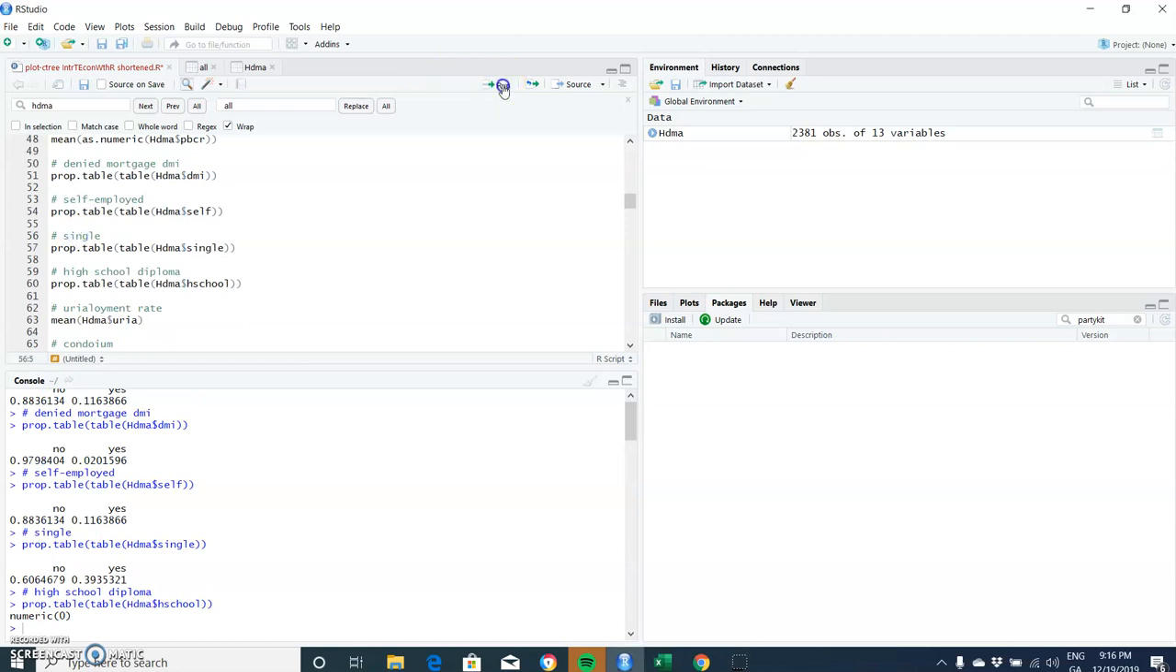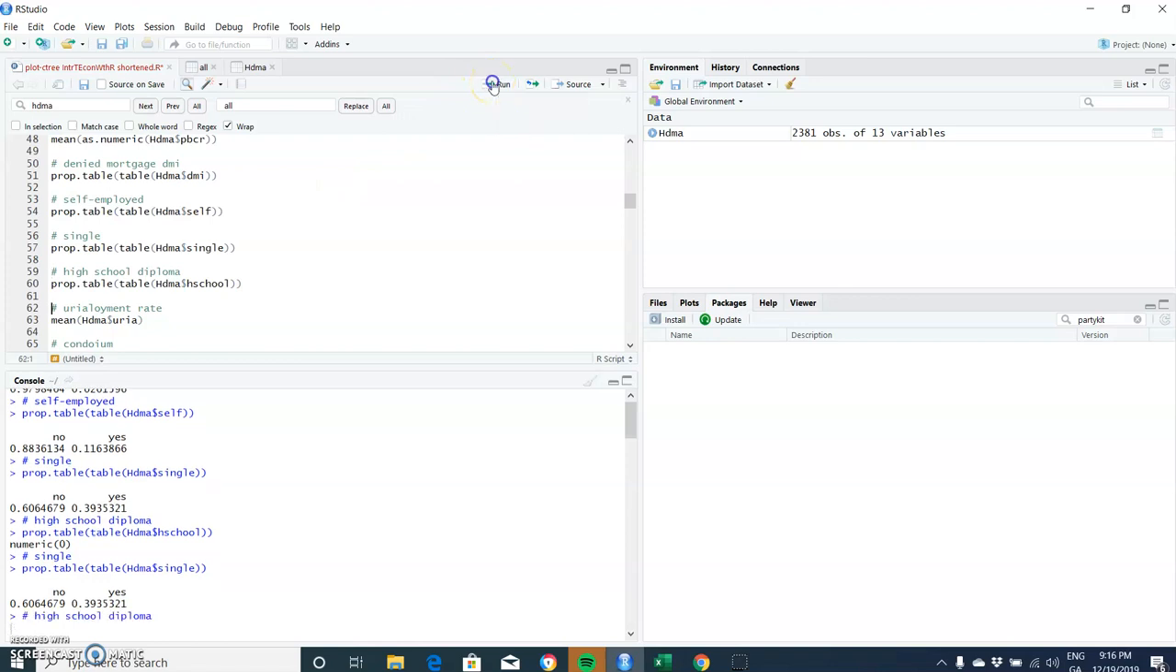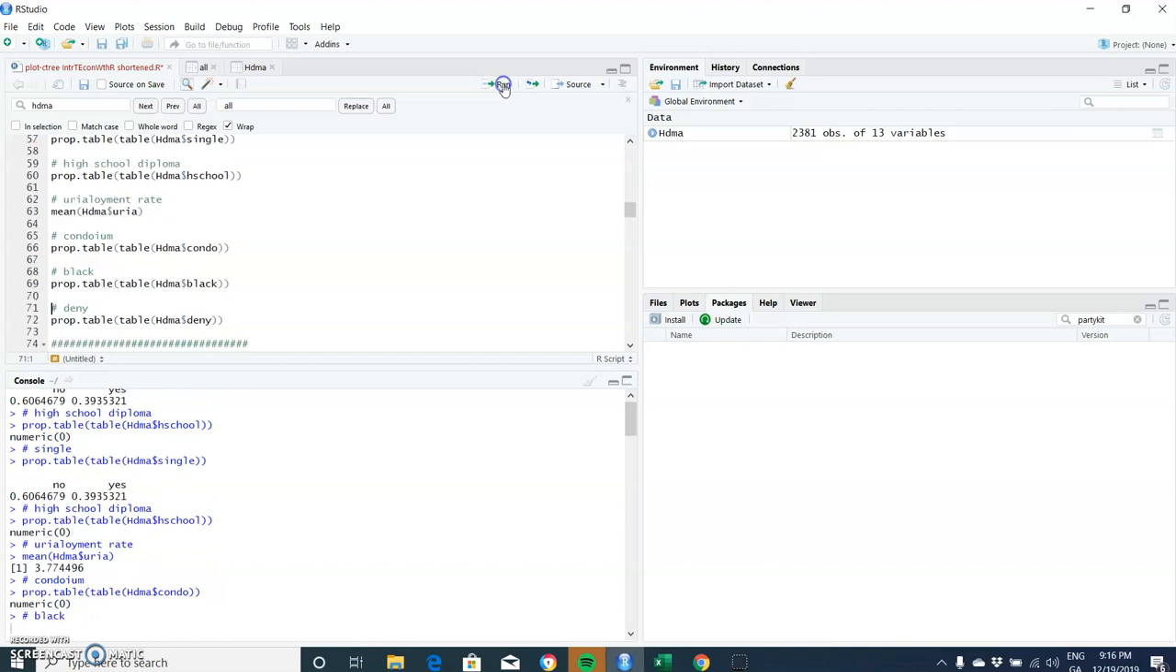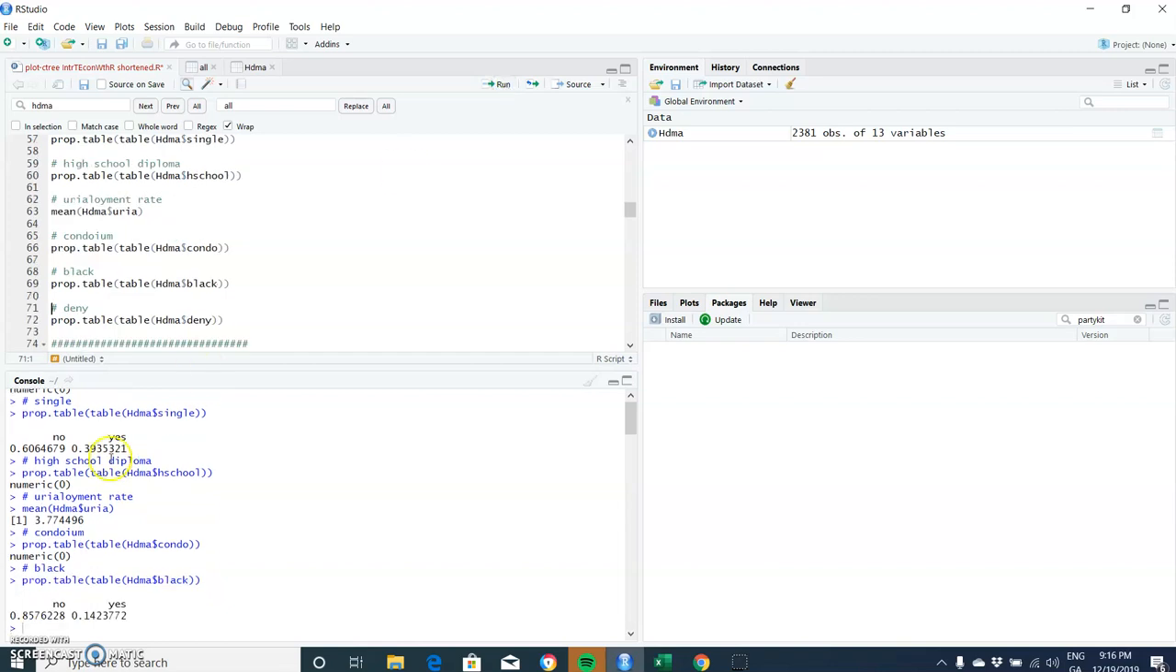In terms of being single, 60% must have been couples, 40% single, and then high school diploma. We don't get numbers out. The mean unemployment rate at this period in 1989 was 3.77 for those who are applying for mortgages. And then, not a numerical value, the proportion who were black: 85% were not black, 14% who made applications for mortgages were black.